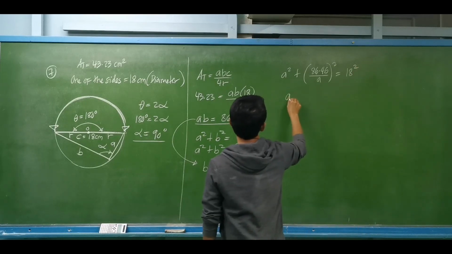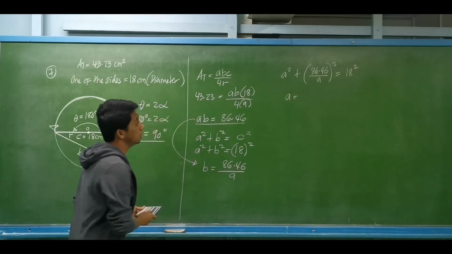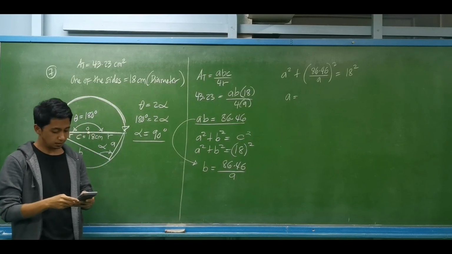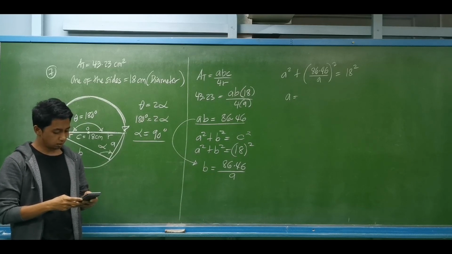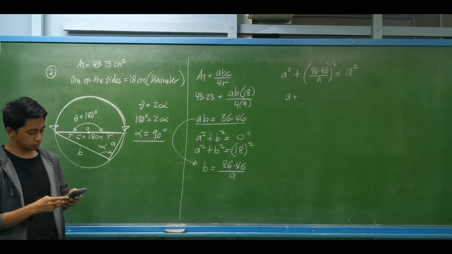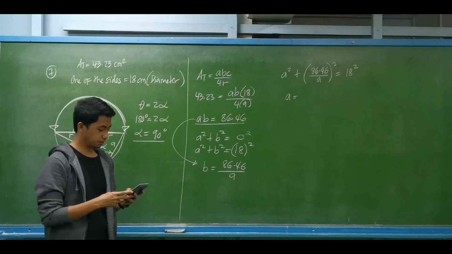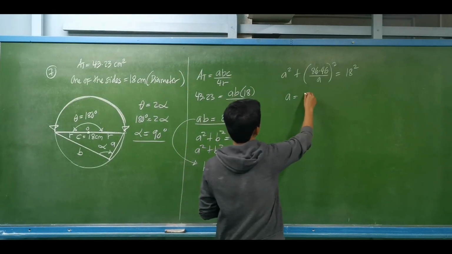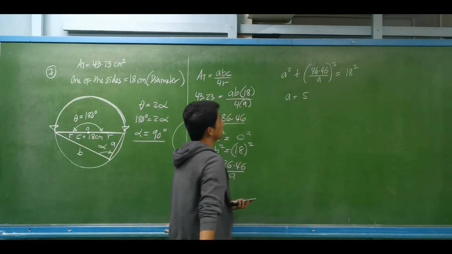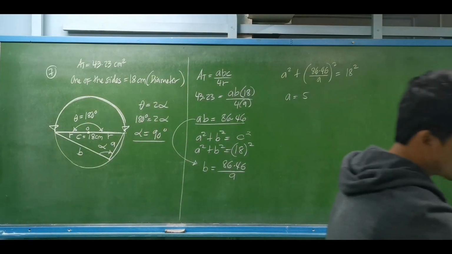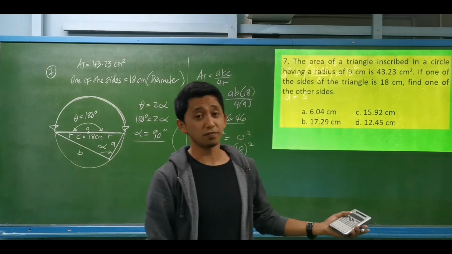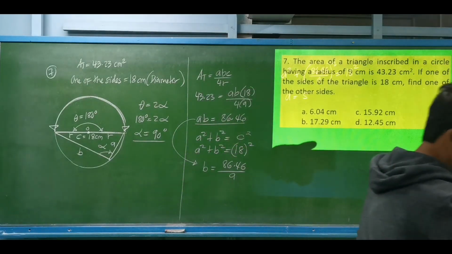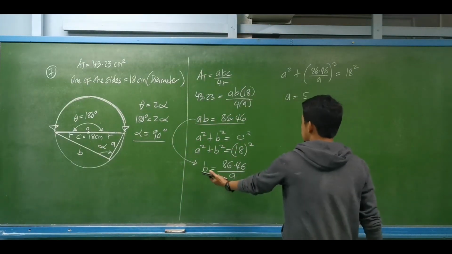So, pwede tayong mag-shift solve dito. Ano yung equivalent ni A? That is A squared plus 86.46 over A squared is equal to 18 squared. So, shift solve. So, yung nakuha ko dito is 5. Ay, saktong 5. Kung i-check natin sa choices, ay wala tayong 5 sa choices. So, possible na yung hinahanap natin dito is si side B.